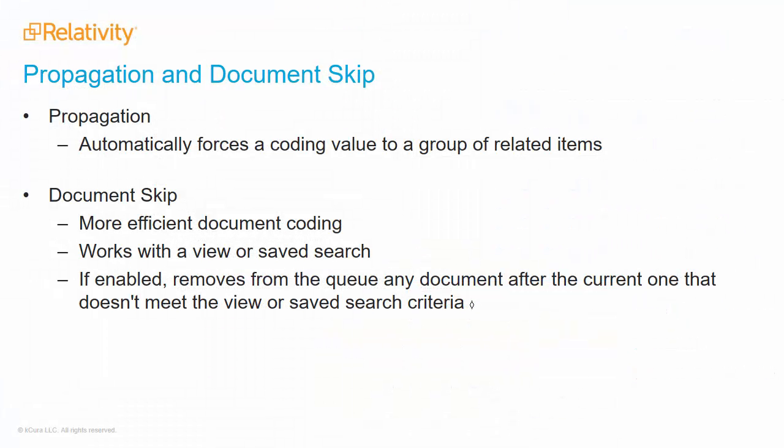So the question then is, how do I ensure that a coding decision that I make on a document is also applied to those documents' related items? For example, if I code a document as responsive, I would expect that any duplicates of that document would also be responsive. The answer for how we make sure that those related items are coded together is what we call propagation and document skip workflow.